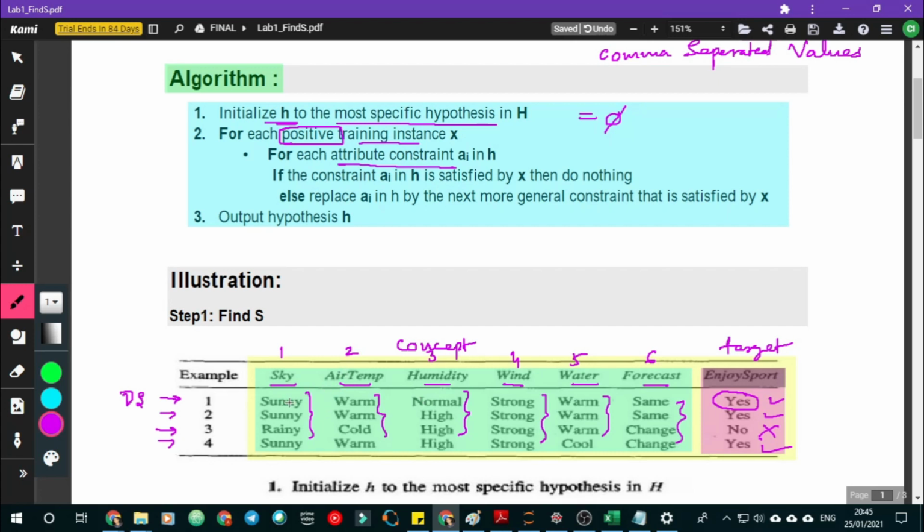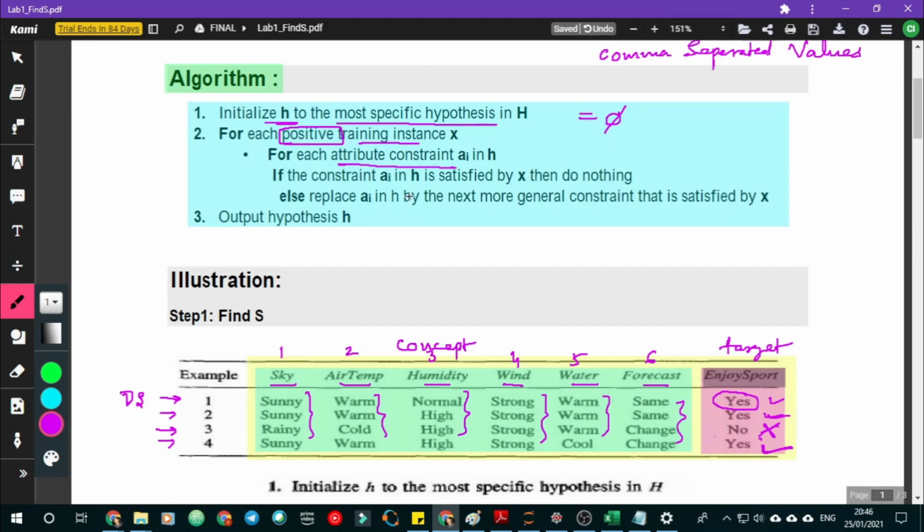So here the first data sample is positive, and the second data sample is again positive, and the third data sample is negative. This is a negative data sample, and the fourth one is positive again. So in this algorithm we are reading only the three positive data samples. We are not reading the third data sample because it is negative. So this is regarding the data set.